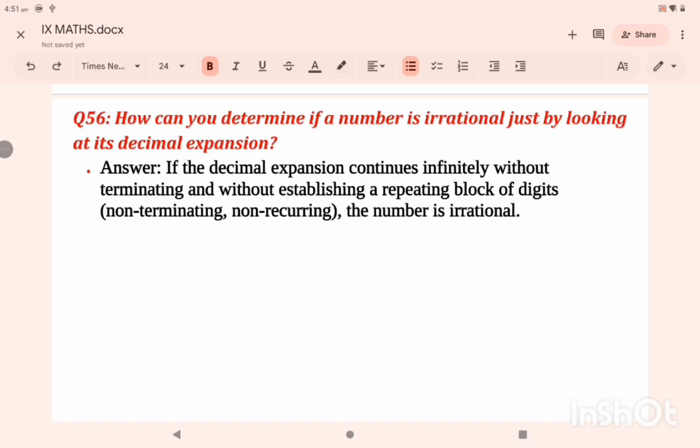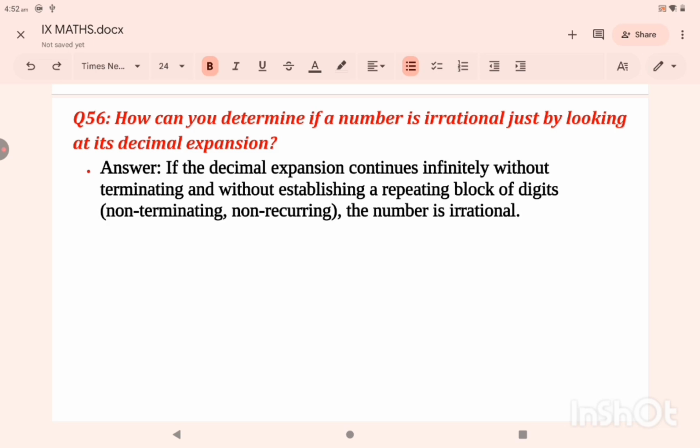How can you determine if a number is irrational? Just by looking at its decimal expansion, right? By looking at the decimal expansion, how can we determine that it is irrational?